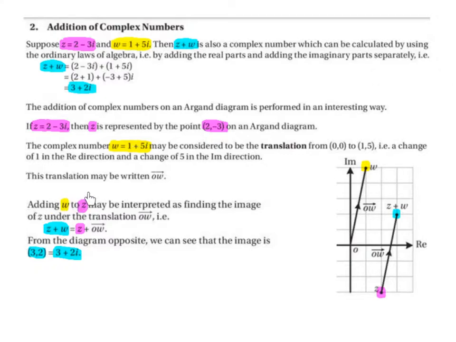Adding w to z may be interpreted as finding the image of z under the translation OW, i.e. z plus w equals z plus OW. From the diagram opposite, we can see that the image is (3, 2), which is equal to 3 plus 2i. So we have 3 plus 2i. So adding z and w, we get z plus w.